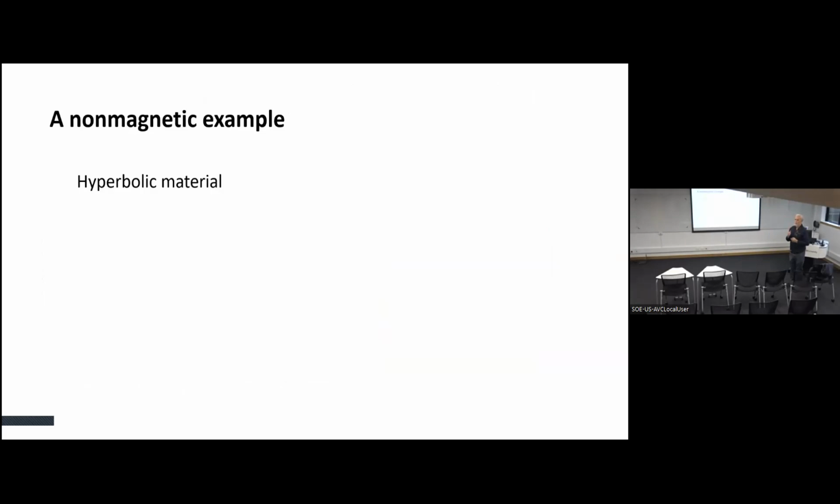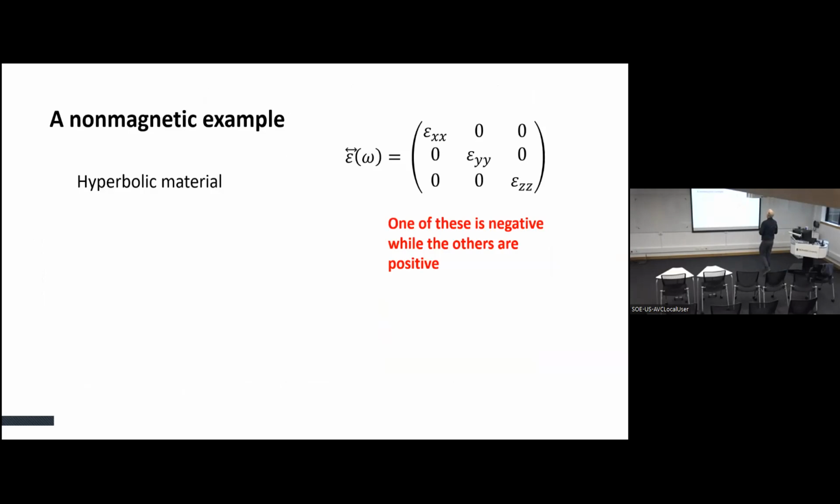Okay, I want to do one more thing because I promised not to keep you for too long. We can also do something with a hyperbolic material. These have gotten very popular lately. What is a hyperbolic material? It is something where, let's say this is purely non-magnetic, you have a diagonal component of the permittivity tensor. And to be hyperbolic, at least one of these has to be negative while the others are positive. If you plot this out, it gives a hyperbola in omega and K space.